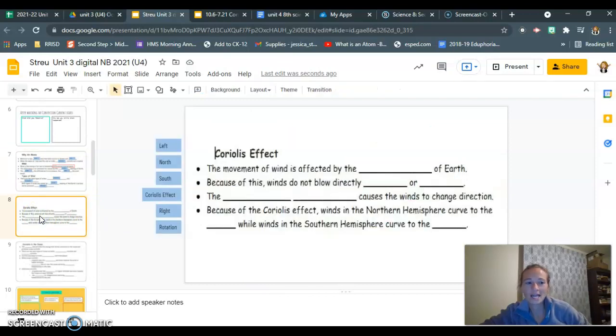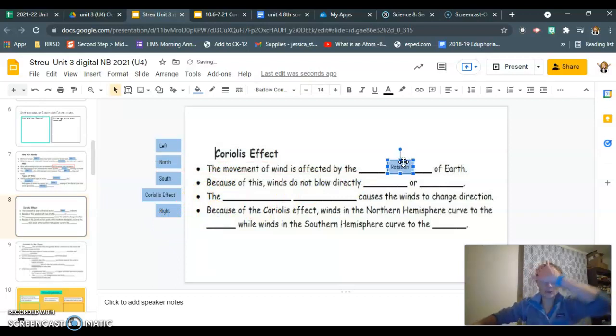Moving on, slide 8 in your digital notebook. The Coriolis effect. This is a cool thing that happens. The movement of wind is affected by the rotation of the earth. If I had my globe, every single one of you knows that I would be spinning it. Remember, rotation is the spinning motion. Okay? Because of this, winds do not blow directly north or south.